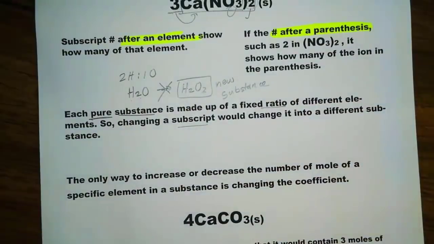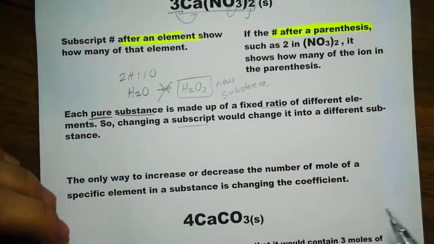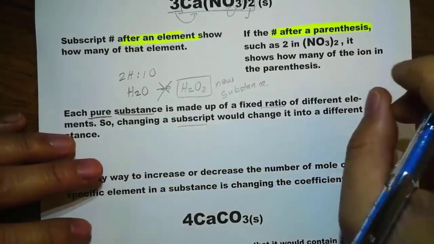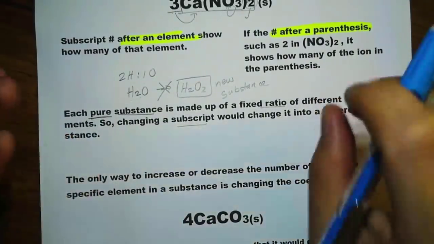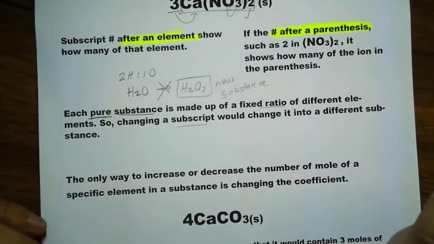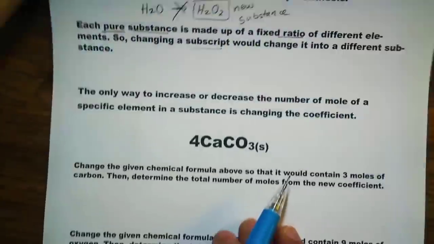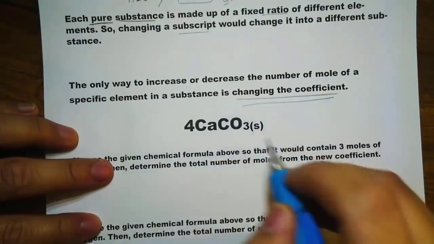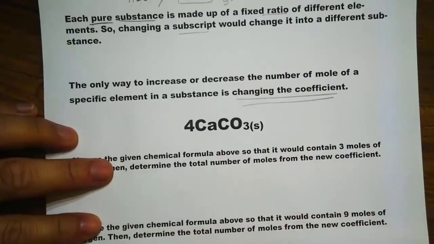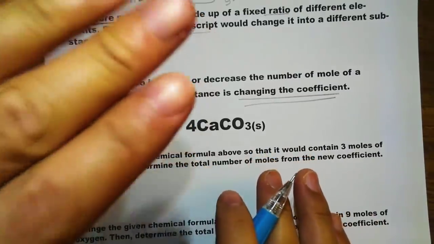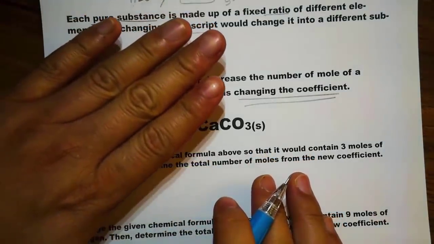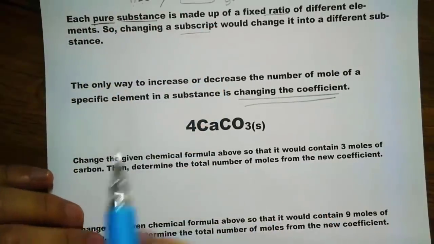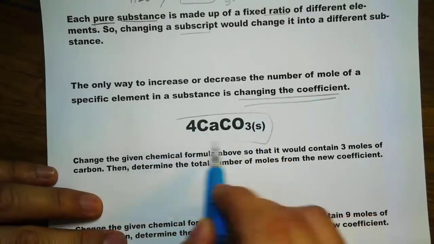So in this case, we are going to look at how we can change the number of moles of different atoms in a substance, but still keep the substance the same substance. And the only way you can do that is you have to change the coefficient. So you can only change the coefficient. When you change the coefficient, you increase how many substances, or you decrease how many substances, but the substance is still the same.